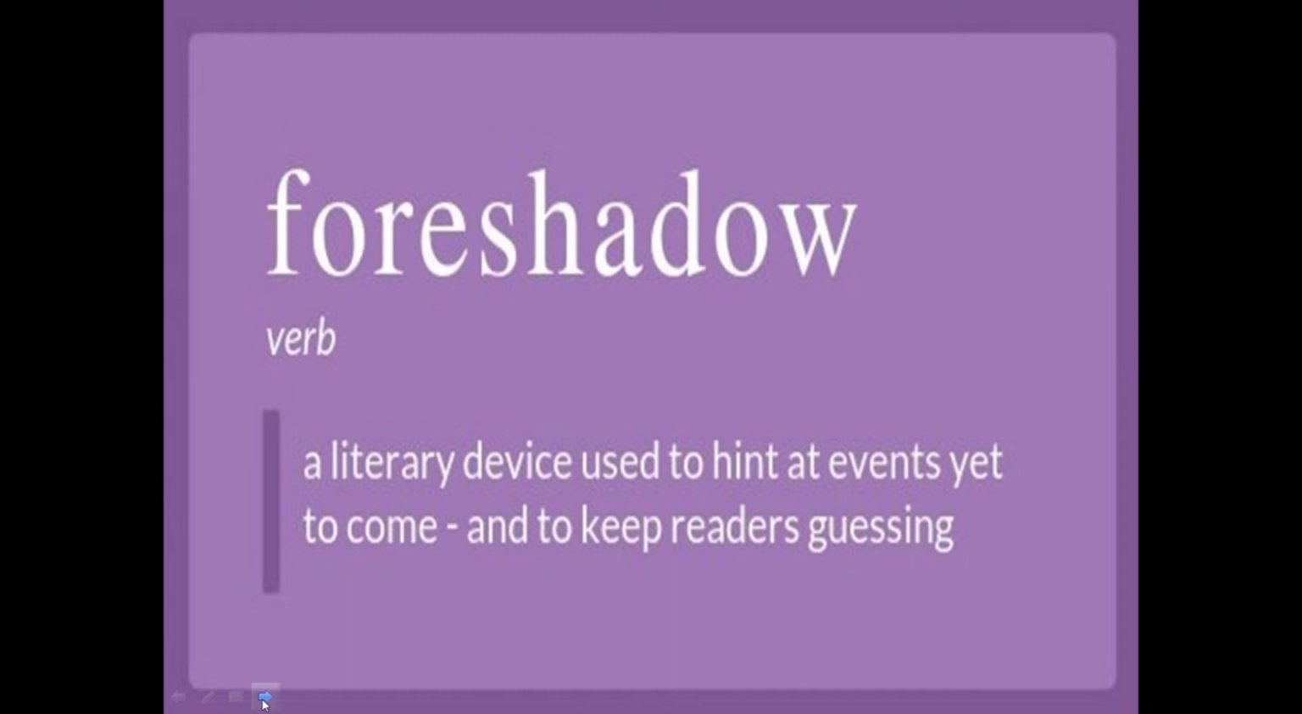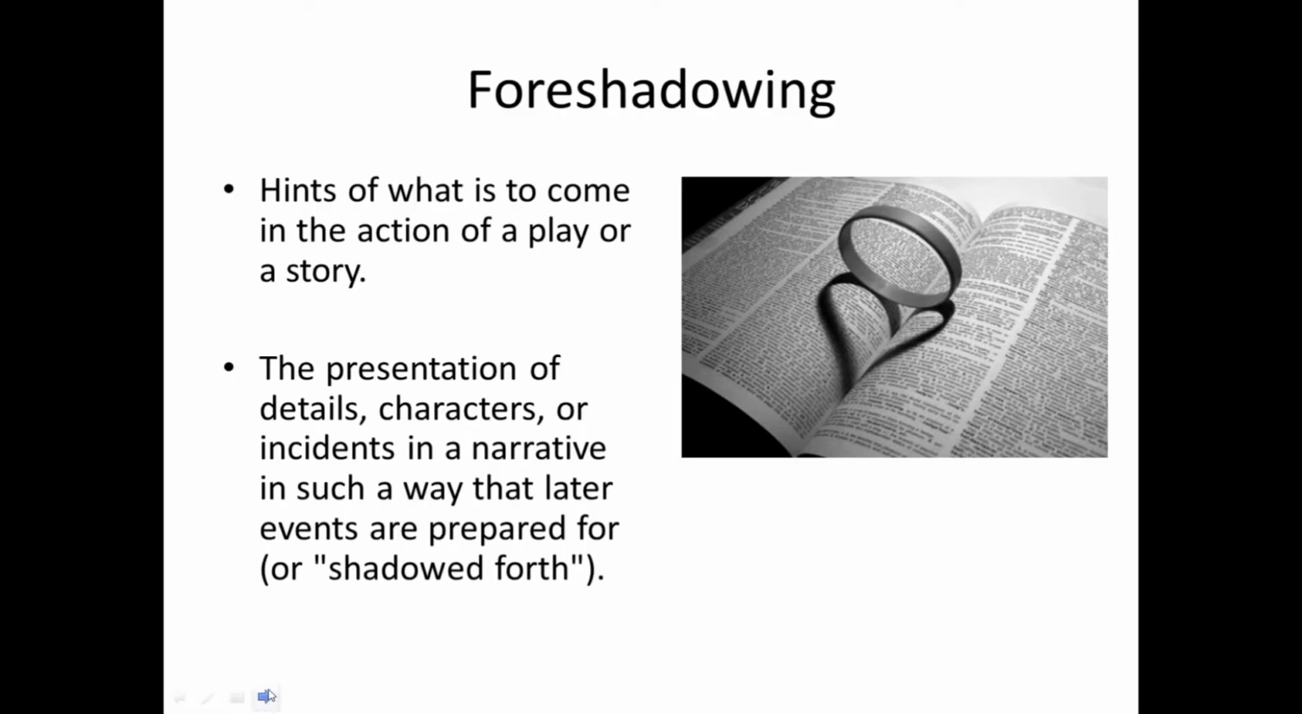So foreshadowing is a literary device used to hint at events that are yet to come, and also to keep readers guessing. There are a lot of different functions of foreshadowing. The presentation of details, characters, or incidents in a narrative are sometimes used so that later events are prepared for or shadowed forth. And there are various ways to create foreshadowing.